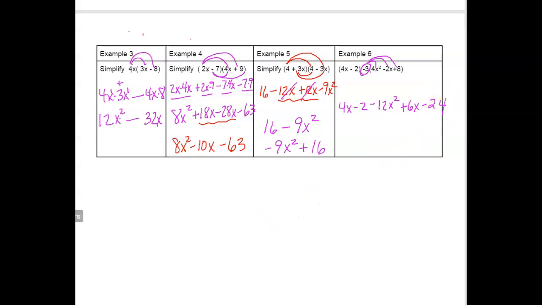Okay? And then we want to combine what we can. So on this problem, I just go the highest. So that's the only x squared term. Notice how I kept the negative with it. Here's some x's. So 4 is positive and 6 is positive. So that's 10. And then negative 2 and negative 24 is negative 26. And then we're in descending order. All right. So I'm going to let you go ahead and try your practice and see how you do.